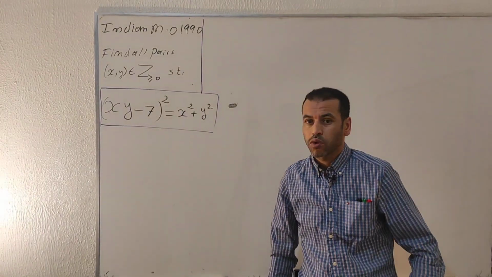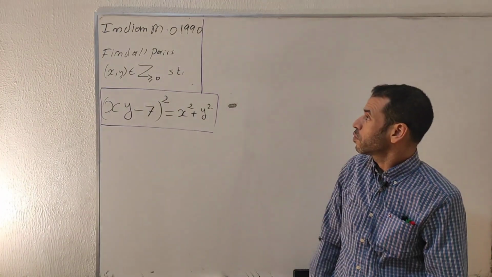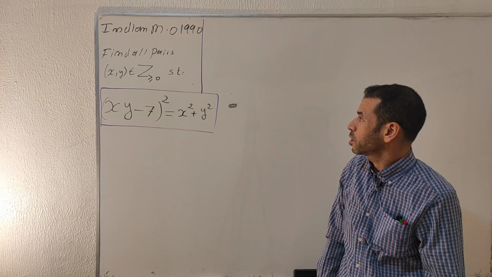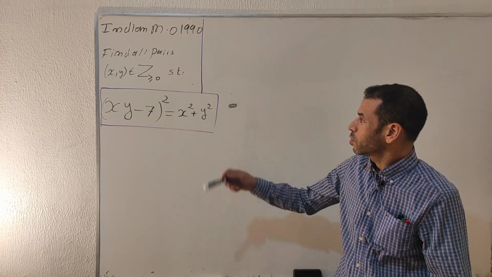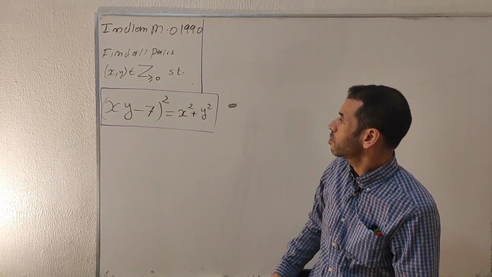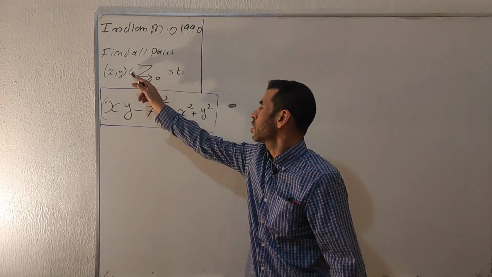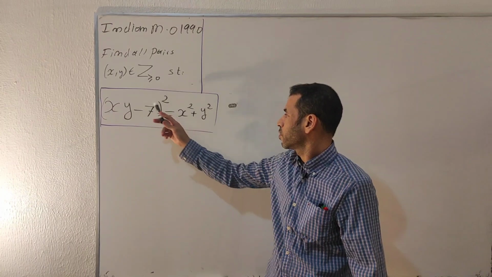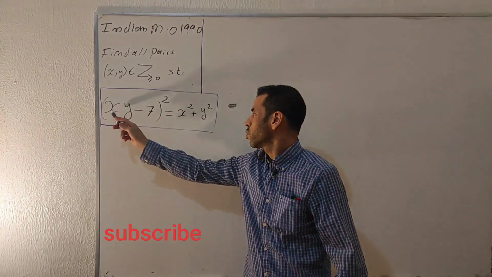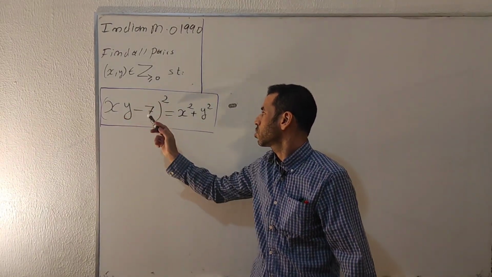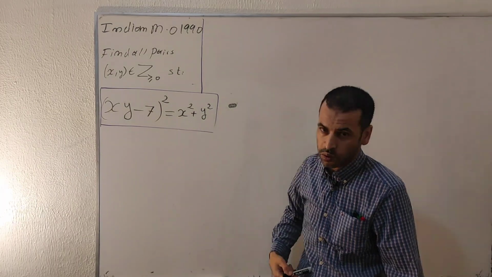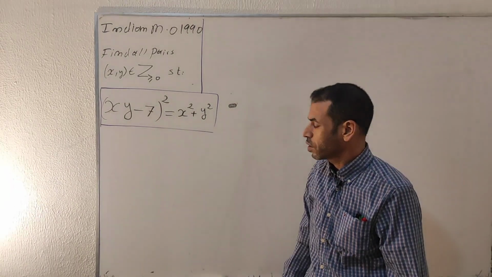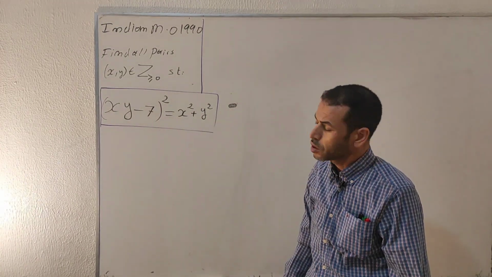In today's video, I would like to introduce you a very nice problem of Indian Mathematical Olympiad edition 1990. Here is the following setup. Find all pairs x and y of non-negative integers such that we have the following equation involving x and y. So we have (xy - 7)^2 = x^2 + y^2. In fact, this is a very nice and straightforward problem.